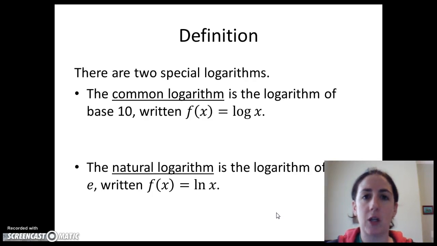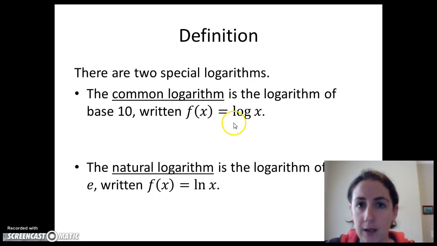Now we have two special logarithms that we need to know, and almost every scientific calculator only has these two logarithm buttons on them. The first one is called the common logarithm. This is so common, this is the base 10, and it's written so much that we actually don't write the base down here. We just write log of x. So if you don't see a base, you have to assume and know that it is 10.